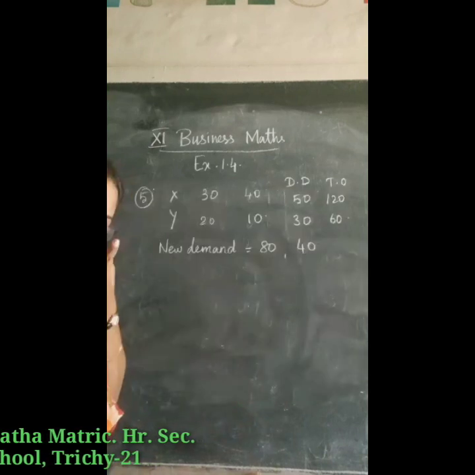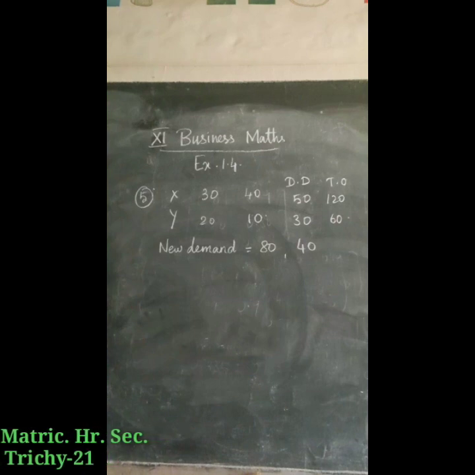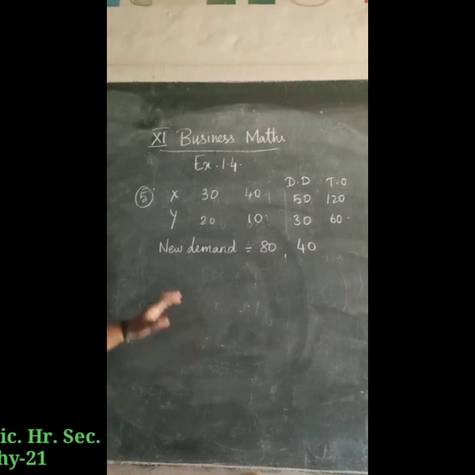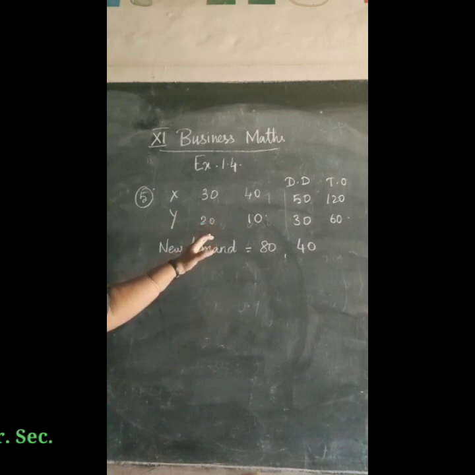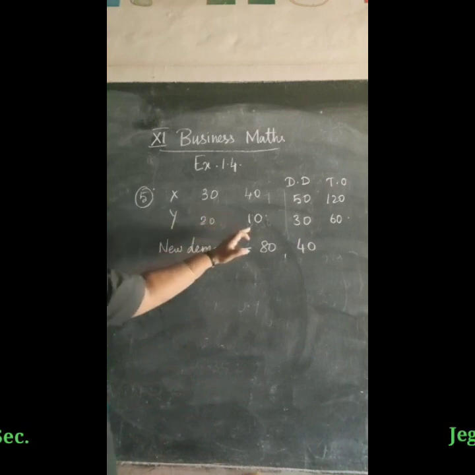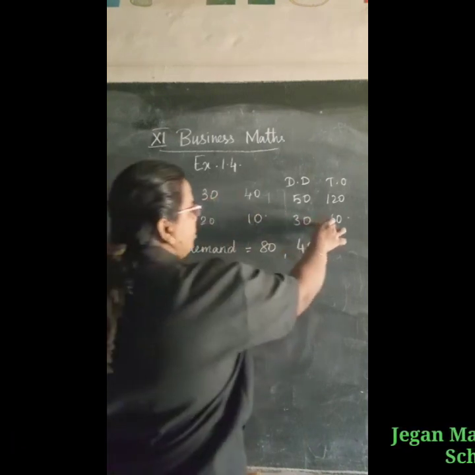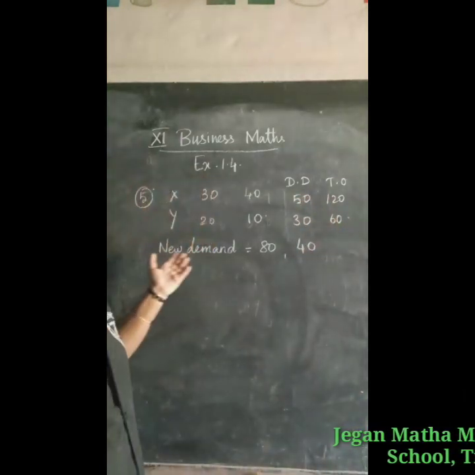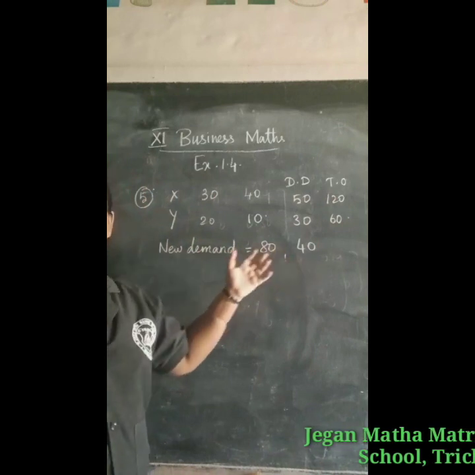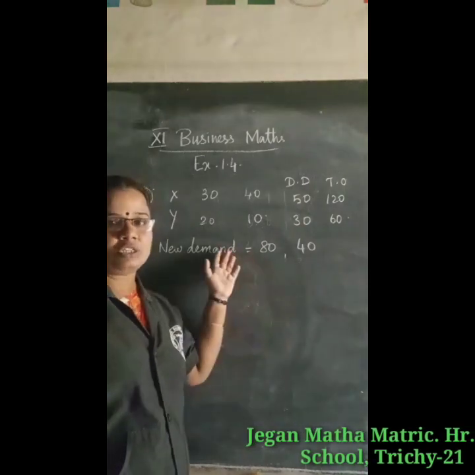Can you understand, students? The next question: suppose the inter-industry flow of the product of two industries is given as under. The production sector X, Y and consumption sector X, Y are 30, 40, 20, 10. Domestic demand is 50, 30, total output is 120, 60 and new demand is 80, 40. These are all given in the question. We have to find the technology matrix according to the question.